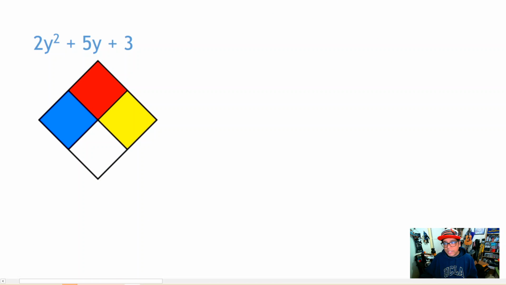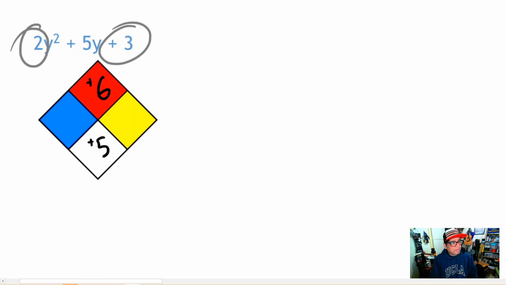Let's take a look at the second problem in nothing but factoring. We've got 2y squared plus 5y plus 3. I notice that the first term, the quadratic term, has a 2 instead of a 1. So I'm going to multiply. 2 times 3 is 6, and that's a positive 6. And a positive 5 will go in the white square.